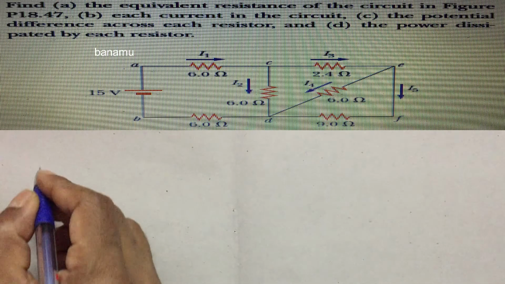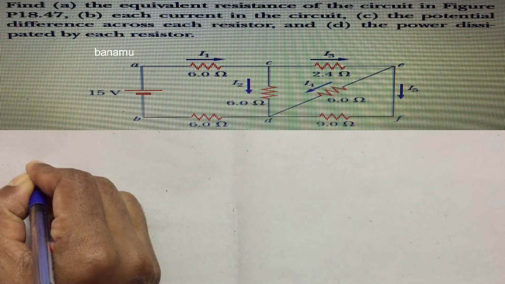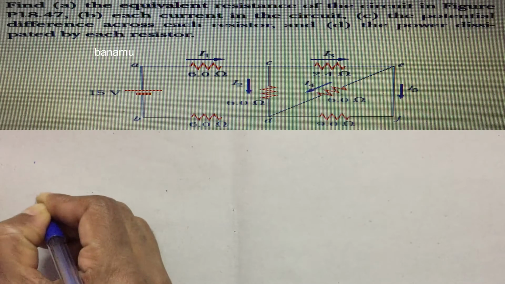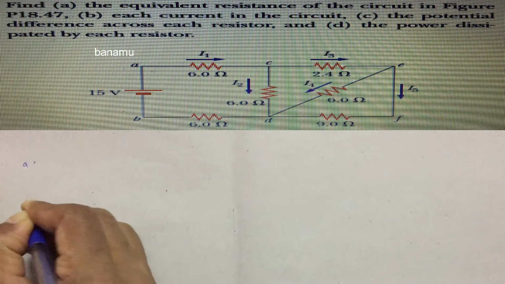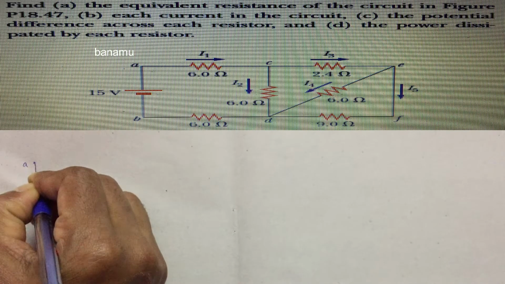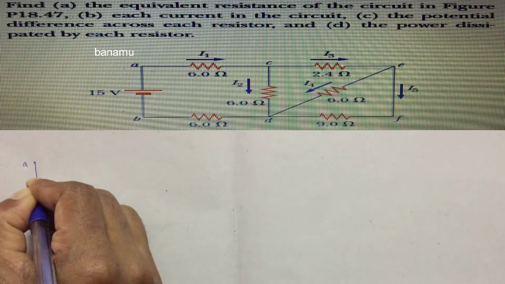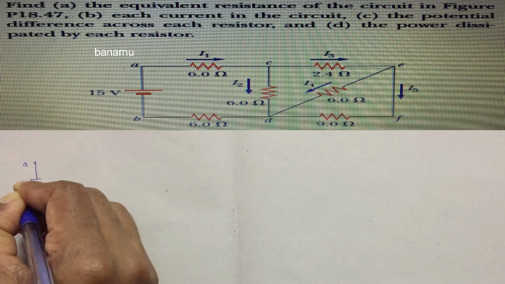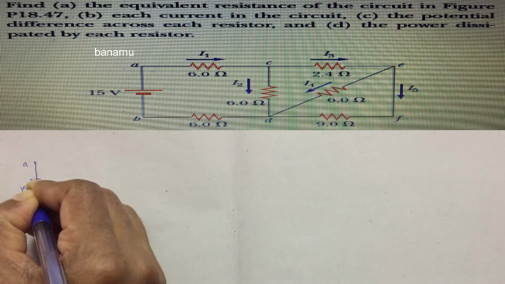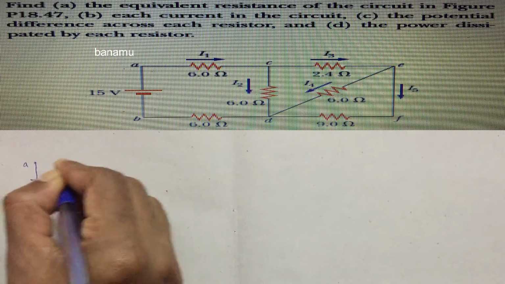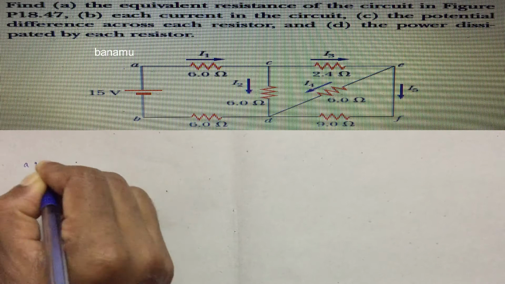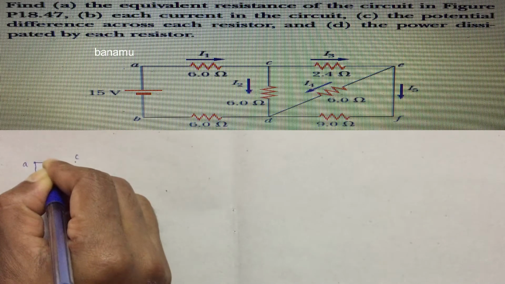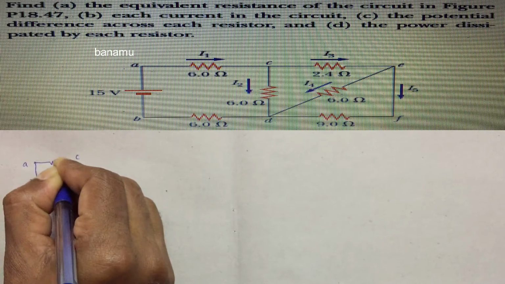Draw the figure. Consider the points. This is the point A and another one is the point B. Between the points A and B, one battery is connected. This is the battery, 15 volts, and it is connected to another point C. This is the point C. Between A and C, one resistance of 6 ohms is connected.